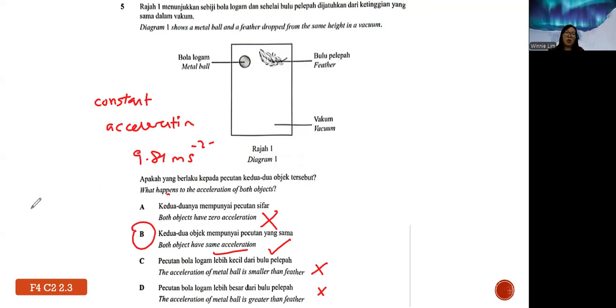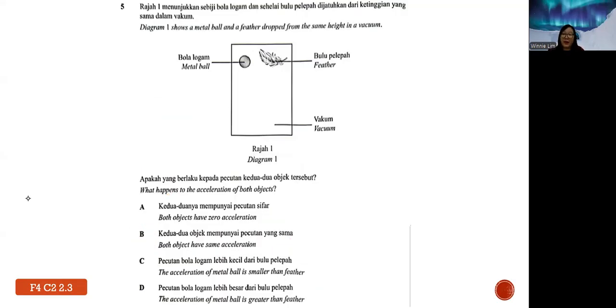In a vacuum, as opposed to in air, the thing that affects the falling time is basically air resistance, the presence of air resistance. So regardless of the mass, whether they are heavy or light, they are not affected in terms of gravitational acceleration. They will still have the same.